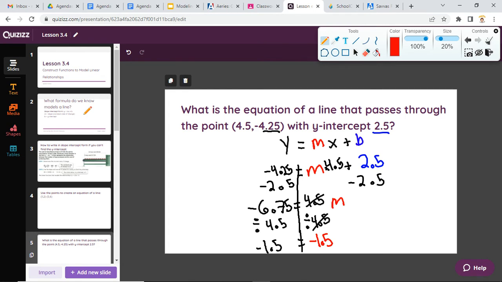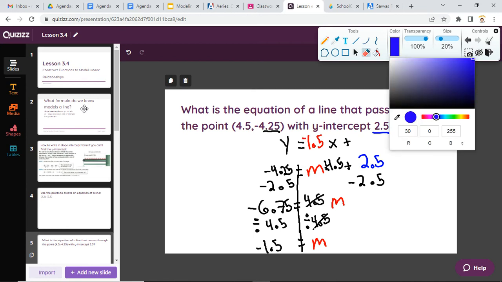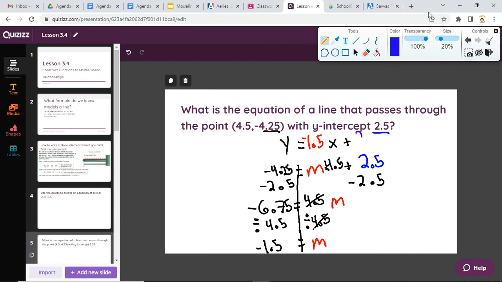All right, so now I know my m and I know my b, which means I have all the numbers I need to write my slope-intercept form. Since m is equal to negative 1.5, I'm going to come up to my slope-intercept form and replace m with negative 1.5. Since b is 2.5, my y-intercept is 2.5, I'm going to come back and replace my b with 2.5. And now I get the equation: y is equal to negative 1.5x plus 2.5.